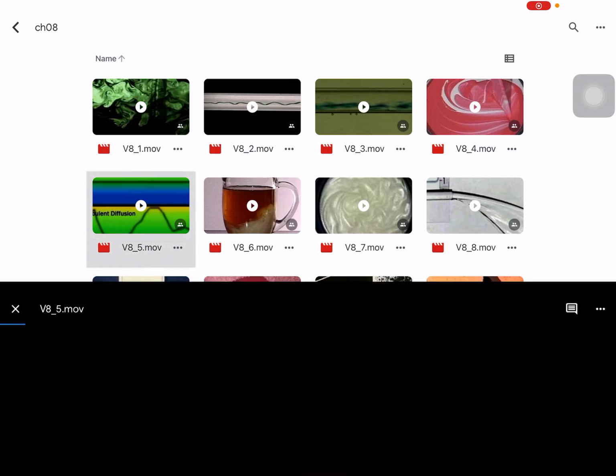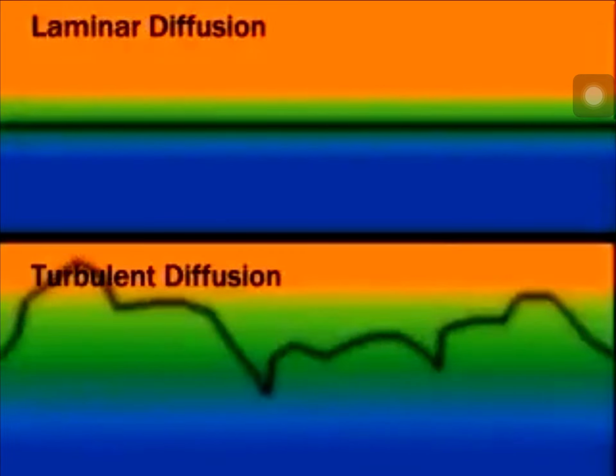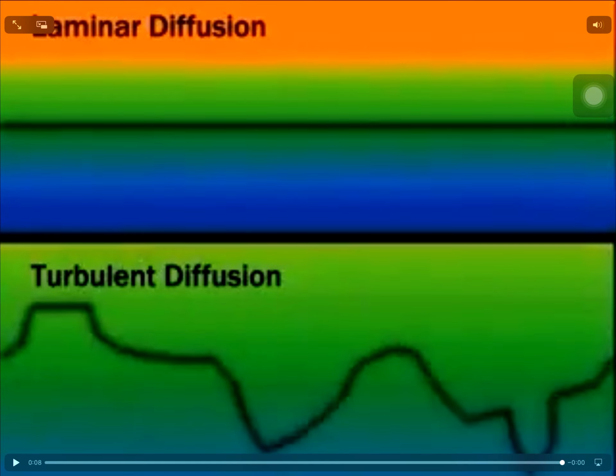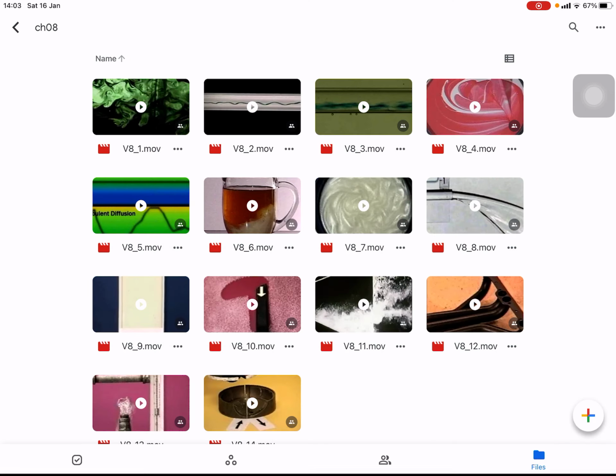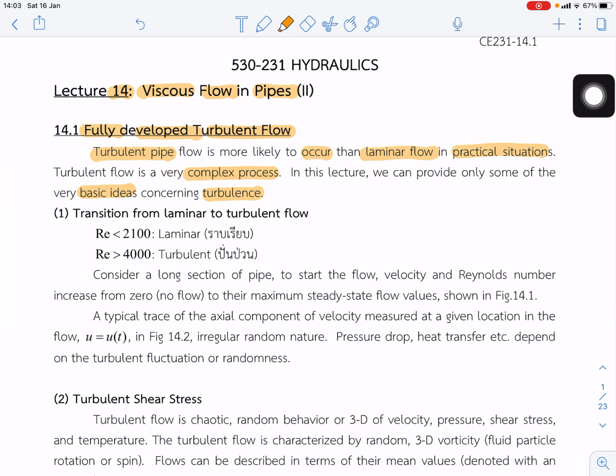The other case is similar. This is the fluctuation of the velocity. We call it intermittent turbulent burst in the pipe flow, turbulent burst. Another case compares laminar diffusion and turbulent diffusion, between smooth flow and the fluctuation of the flow for the turbulent diffusion. Okay, you get some idea of the difference between laminar flow and turbulent flow.